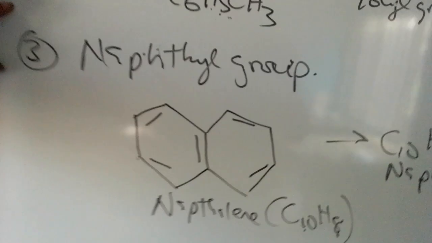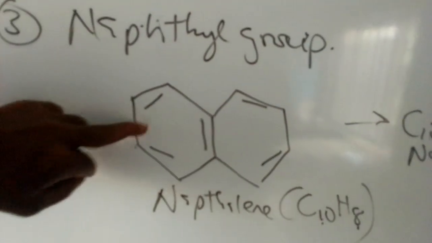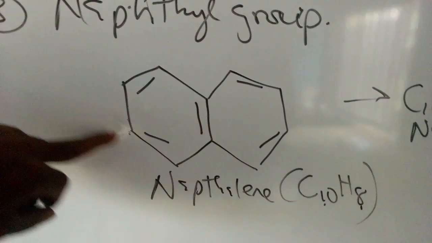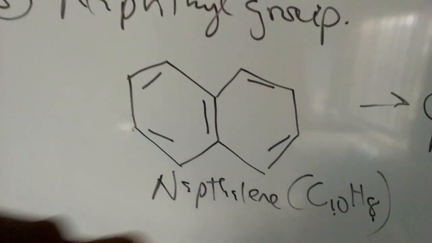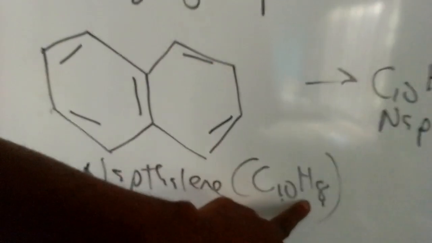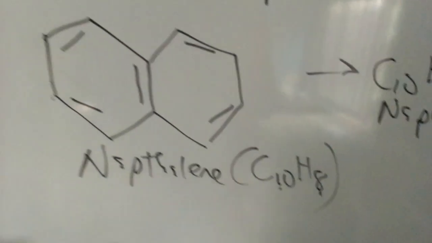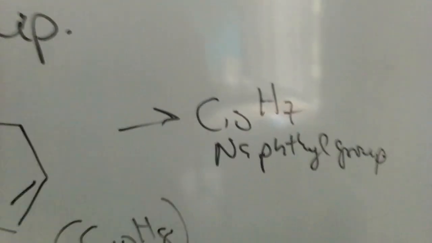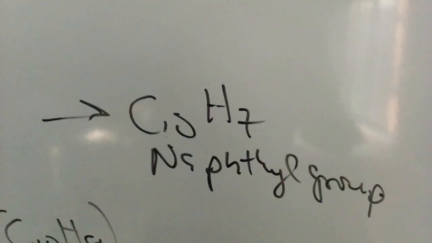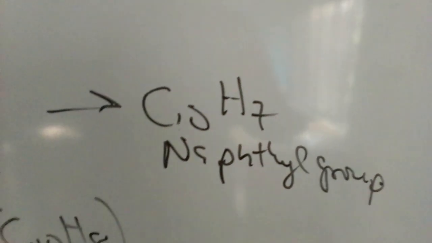Now we have the third example, the naphthyl group obtained from naphthalene. Naphthalene consists of two benzene rings fused together. The formula is C10H8 for naphthalene. For the naphthyl group, remove one hydrogen from it and you have C10H7, the naphthyl group. So these are aromatic groups or aryl groups.